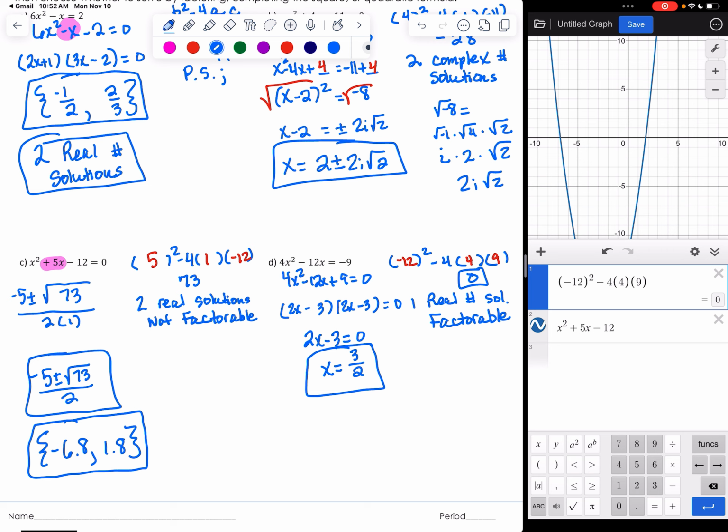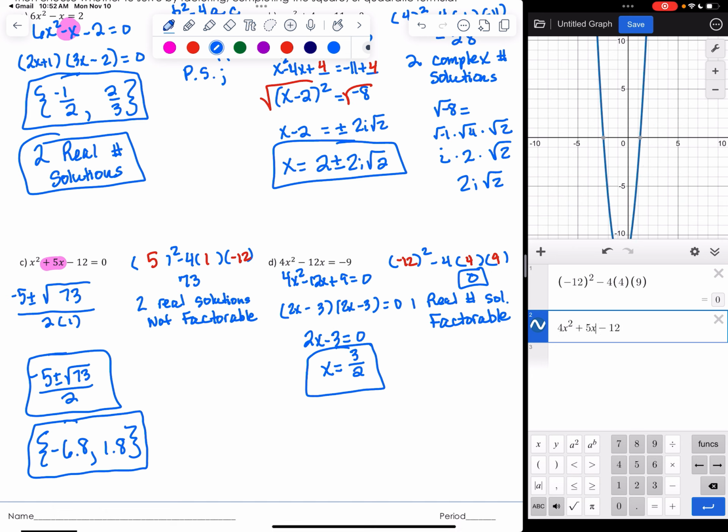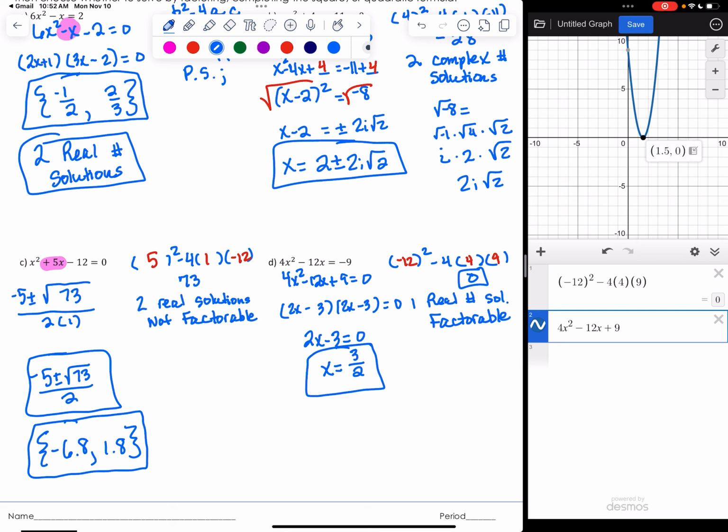All right, now let me just show you what the graph of this looks like. Let's change this to 4x squared minus 12x, and then plus 9. So notice we have one solution right there at 1.5, which is equivalent to 3 over 2. And that concludes today's lesson on the discriminant of a quadratic equation.